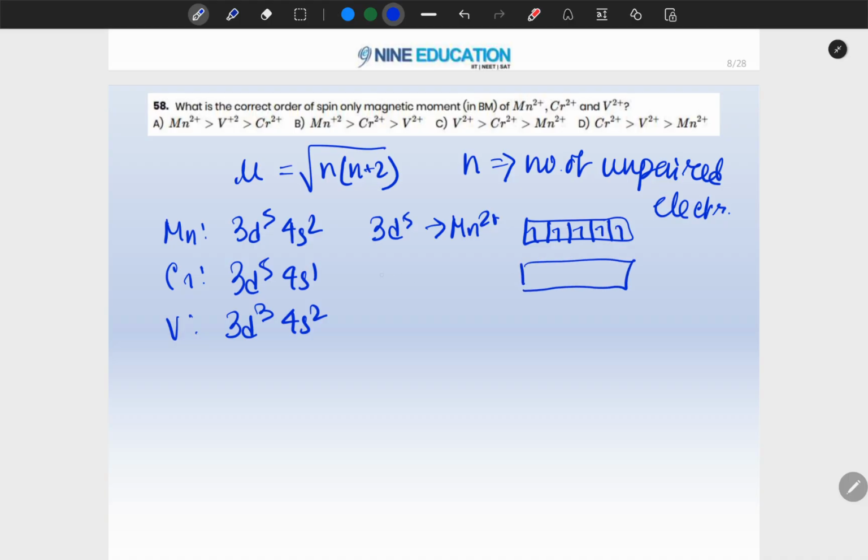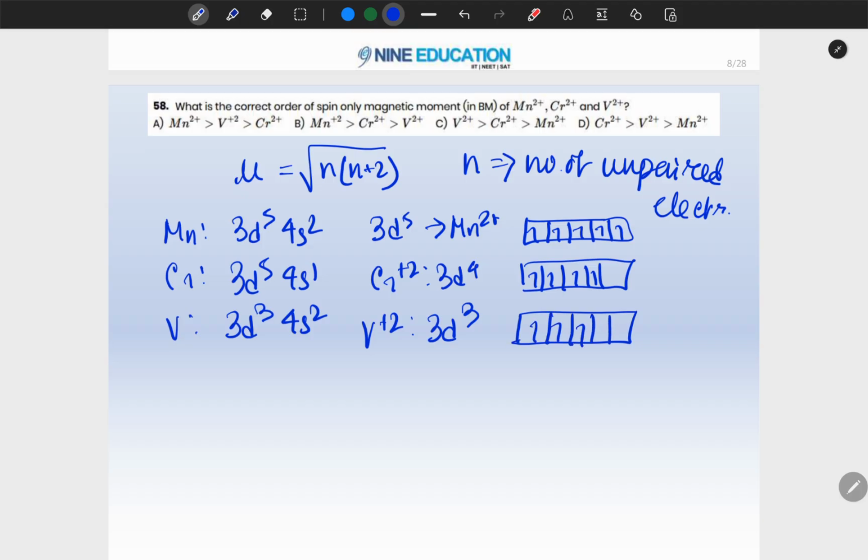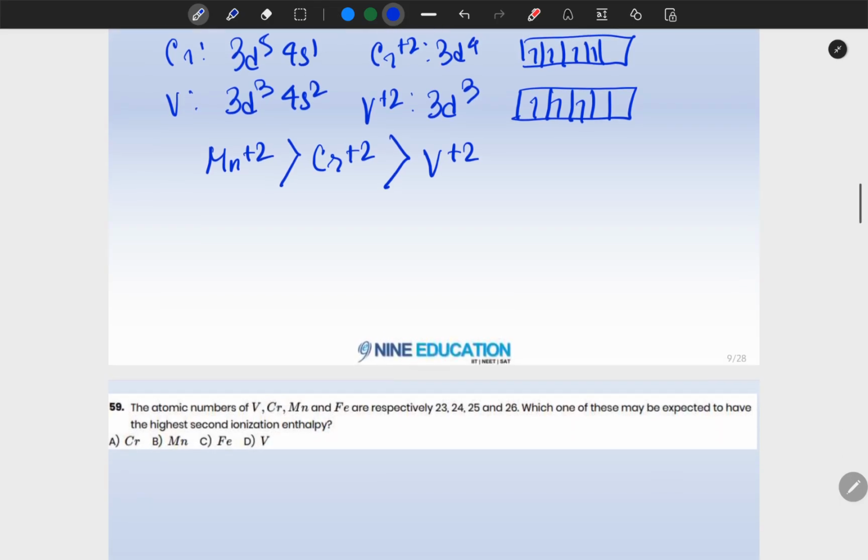In chromium, obviously after removing 2 electrons, the resultant configuration will be 3d4. So 4 unpaired electrons are present in 3d. And in vanadium 2+, the resultant configuration after removing 2 electrons will be 3d3. Only 3 unpaired electrons are present. So the more the number of unpaired electrons, the more will be the magnetic moment. So in this question, manganese 2+ is having the maximum magnetic moment. After that, chromium 2+, and vanadium 2+ is having the least value of magnetic moment among the 3. So that's why option B should be the correct answer. Next question.